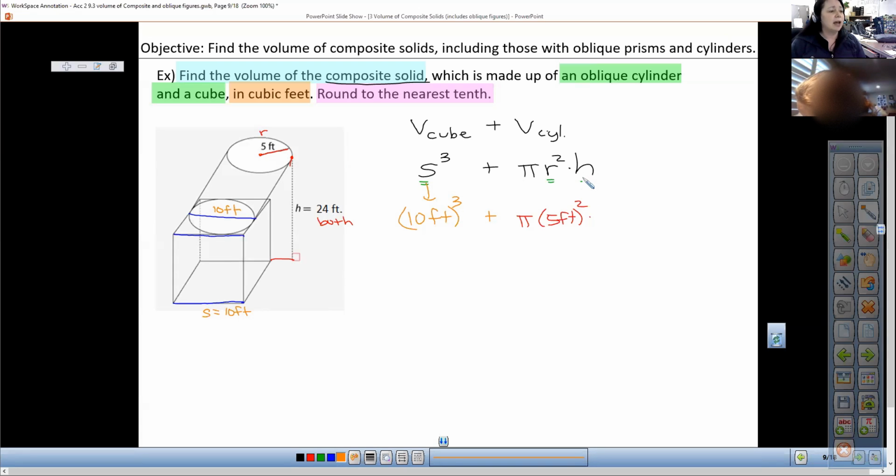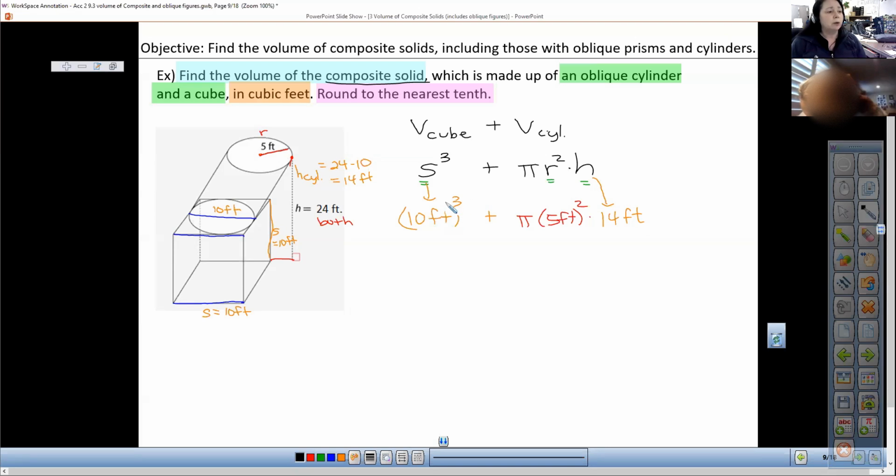The only thing left is our height h for the cylinder. Remember, the volume of the cube is S cubed, because its height is also an S, so its height is 10 feet. If the height of the cube is 10 feet and the height of both of them is 24 feet, what does the height of the cylinder have to be? It would have to be whatever 24 minus 10 is, which makes it 14 feet. So that's what we use for this h, 14 feet.